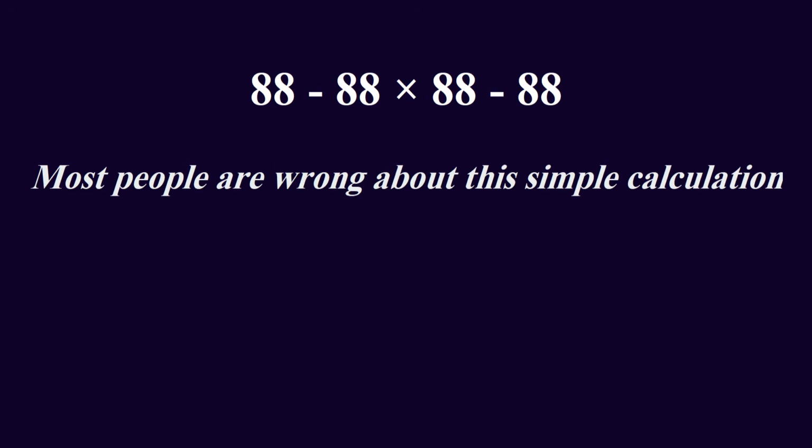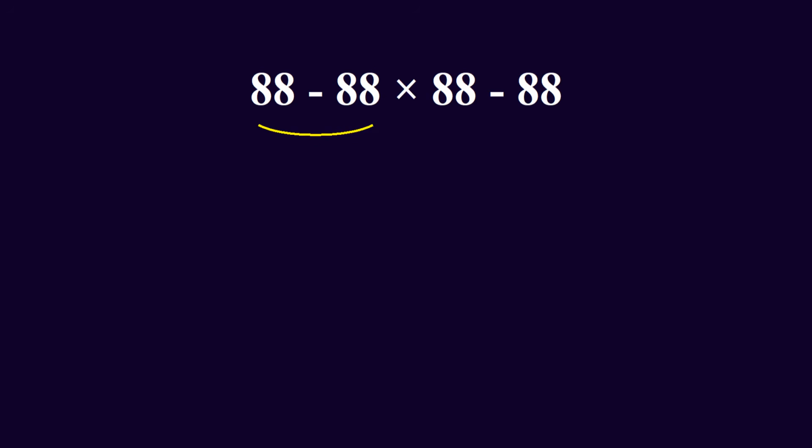On today's adventure, 88 minus 88, which equals 0, times 88 minus 88 equals 0. Now we have this problem, 0 times 0, which equals 0. But this answer is not correct because according to the order of operations, we must do the multiplication and division, then do adding and subtraction. So first we do this multiplication, then this subtraction, and at last this subtraction.